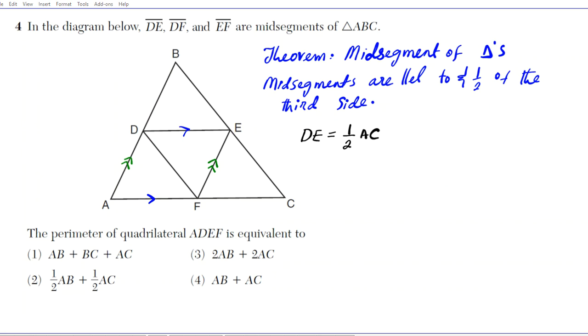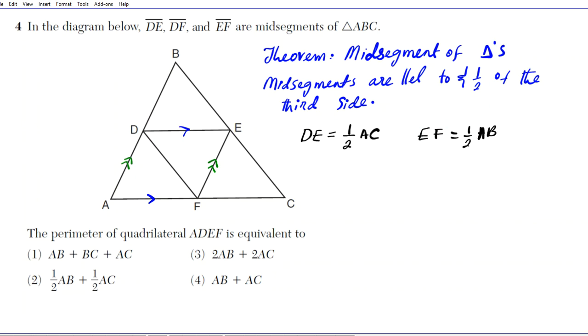And then how about EF? Following the same theorem above, EF, this mid-segment right here, is going to be parallel to this side, and is going to be half of this segment. Okay, so EF is going to be 1/2 of AB.